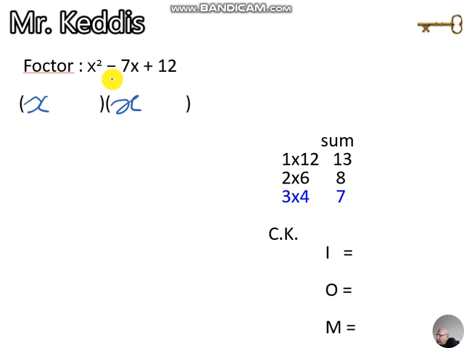The middle term is 7, so I'm looking at the two numbers that, when I add them, I get 7, which is 3 and 4. And I'm going to write 3 and 4. The sign here is negative, means both signs are negative.